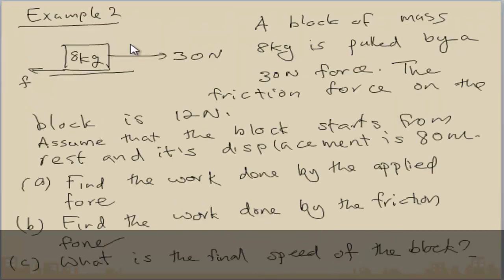This is the second example. A block of mass 8 kilograms is pulled by a 30 newton force. The friction force on the block is 12 newtons. Assume that the block starts from rest and its displacement is 80 meters. Question A, find the work done by the applied force. Find the work done by the friction force. What is the final speed of the block?